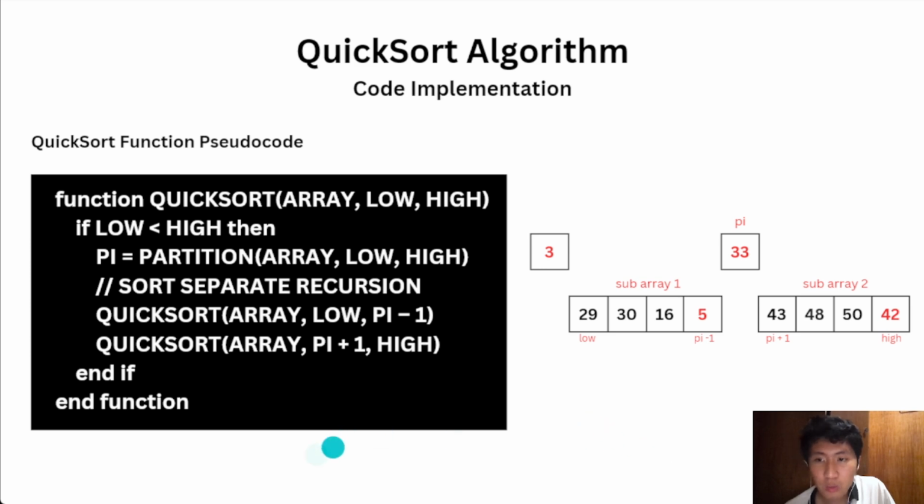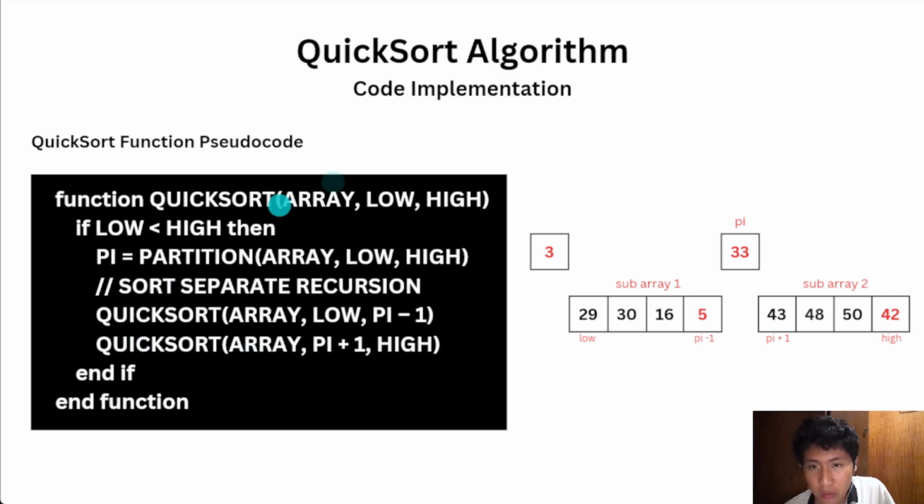So as given in the two functions with quicksort here, looking at the illustration, subarray 1 corresponds to the first quicksort function, which sorts 29 to 5. As you can see here, the first quicksort function, array low pi minus 1. And the second, subarray 2, which is greater, corresponds to the second quicksort function, which sorts 43 to 42. So I'm pertaining to this quicksort array pi plus 1 high.